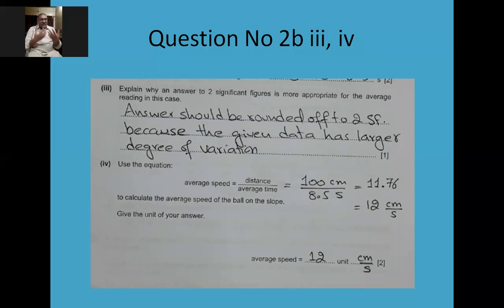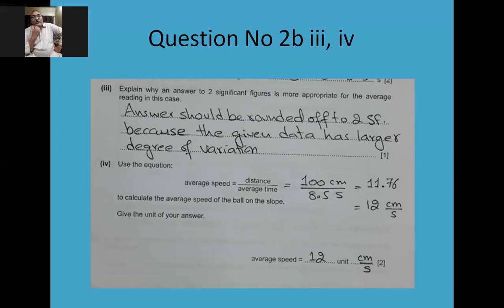So our answer cannot be more accurate than 1/10th of a second, because there is very large variation in the raw data. So it's sensible to round to 2 significant figures. Answer should be rounded off to 2 significant figures because the given data has a larger degree of variation.